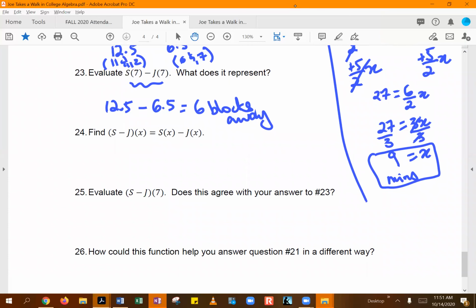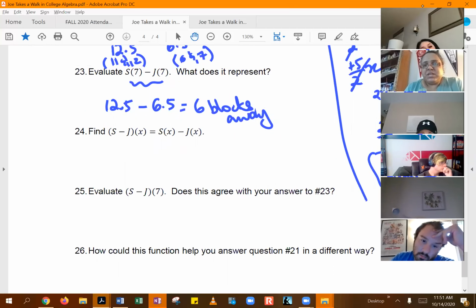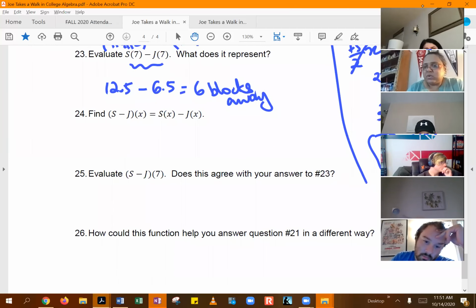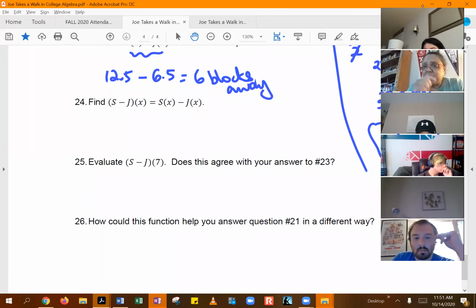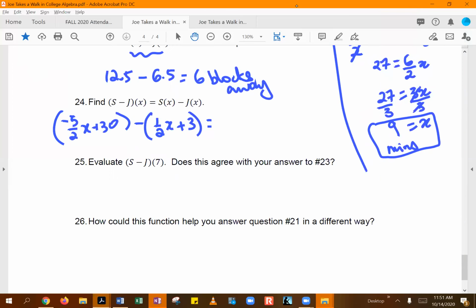So they're actually saying, if we always wanted to calculate the difference between Susie and Joe's location, you can take the two functions and subtract them, which is what we had done with the operation of functions. So this is where we would take Susie's equation and subtract Joe's equation. When you did that, you would end up with -5/2 minus 1/2, so that would actually be -6/2 x.